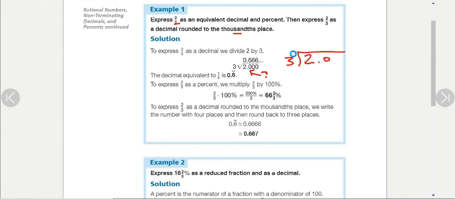We need these zeros because 3 doesn't go into 2, and this rises up, right? So 3 goes into 20 6 times. We're still at 20. I can already tell it's just gonna keep going and going and going. So the equivalent decimal is 0.6 repeating.